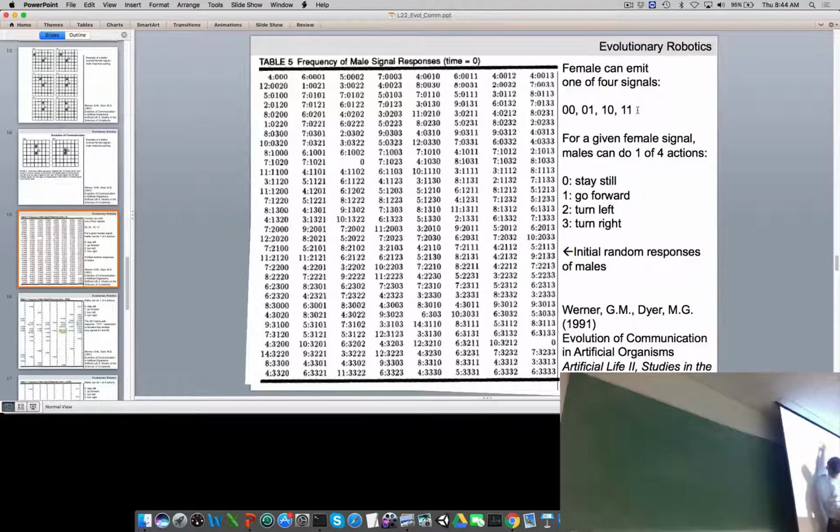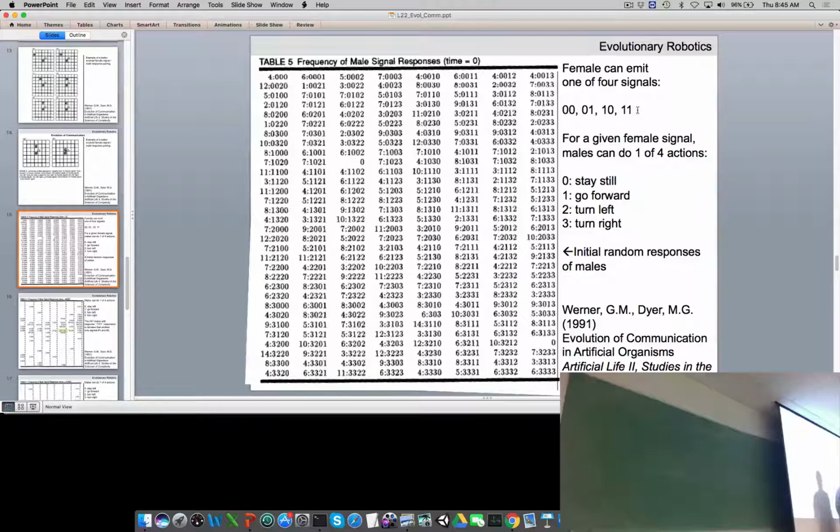So there are 7 males that turn left. 2 represents turn left. I lost it here. Here we go. There are 7 males that turn left if they hear the first song, which is 0,0. The 7 of them will go forward if they hear the second song, which is 0,1. And if they hear the third song or the fourth song, they will stay still.